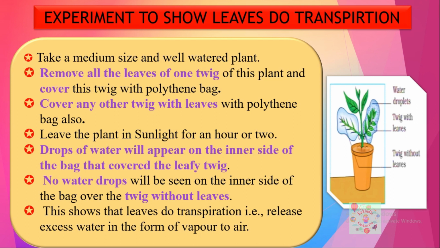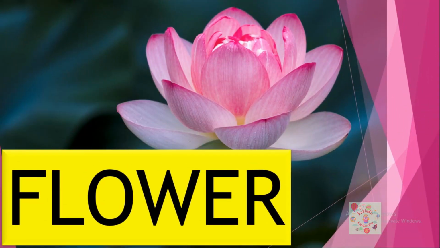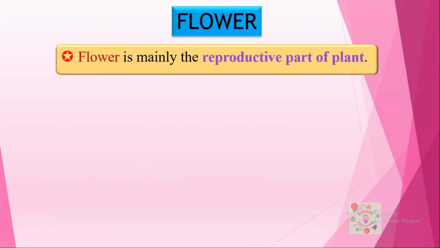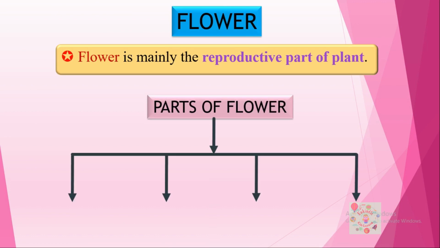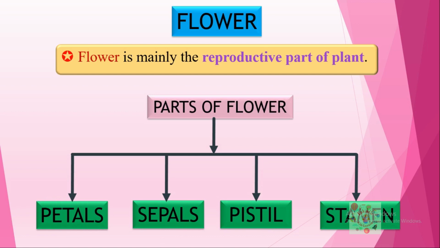Okay, so after studying about stem and leaves, now let's study about flower. So what is a flower? Flower is mainly the reproductive part of plant. What are the parts of the flower? The parts of the flower are petals, sepals, pistil, and stamen. Pistil is the female reproductive part of flower. Stamen is the male reproductive part of flower. Now let's study about each of these parts in detail.